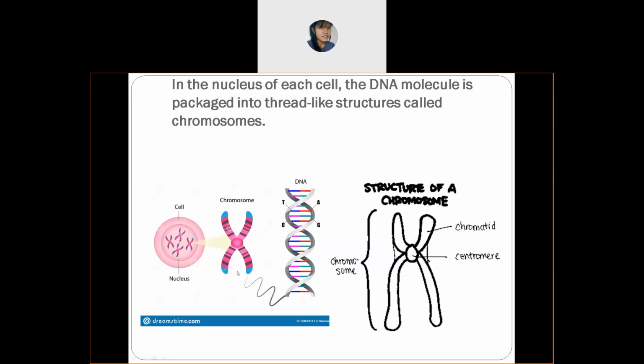So this is the structure of a chromosome. All together, this one is known as the chromosome, and this one and this one is the chromatid. And this meeting point of the chromatids is known as the centromere. Centromere. So are you clear about this?